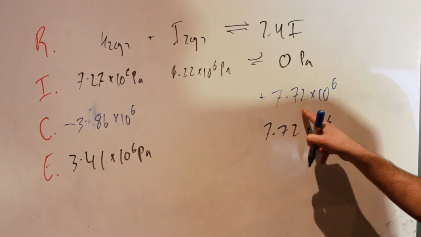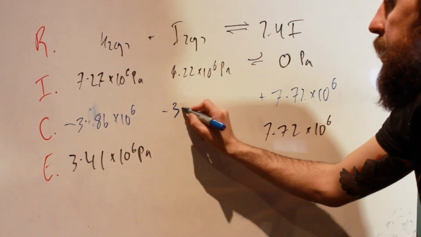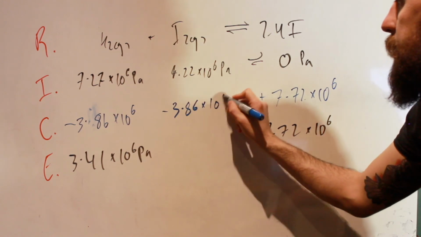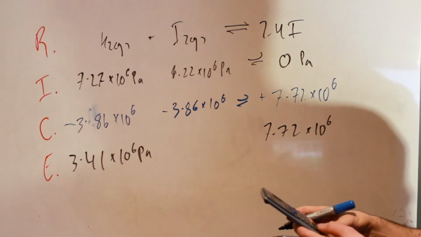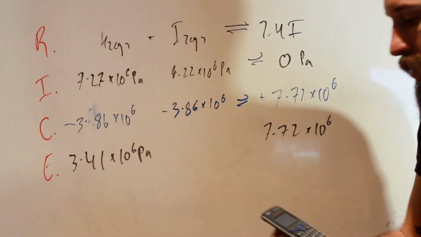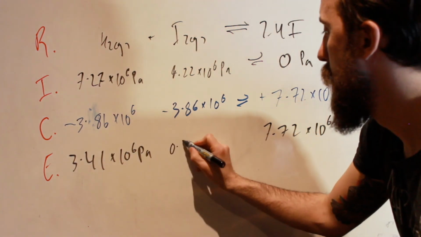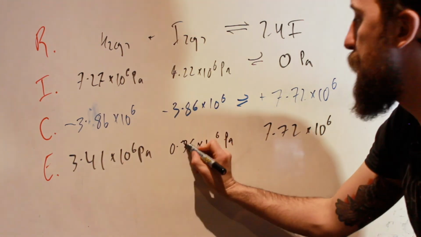Now, this is the same ratio, 2 to 1 over here. So we're going to have the same decrease, 3.86 times 10 to the 6, like that. And then if I very simply plug that into my calculator, I get an answer of 0.36 times 10 to the 6 pascals for my partial pressure here.